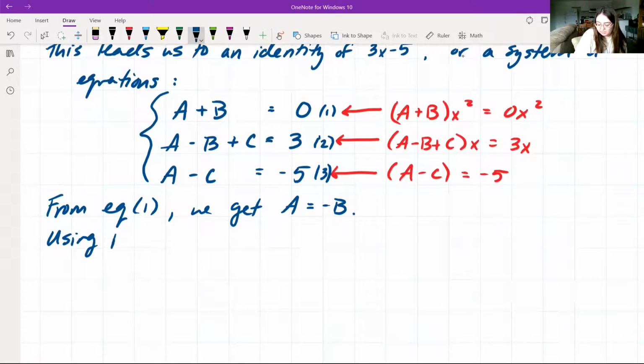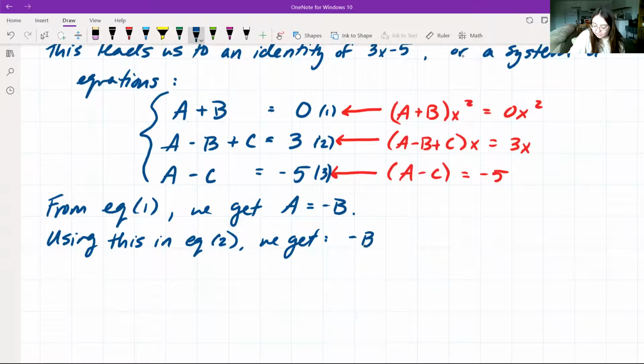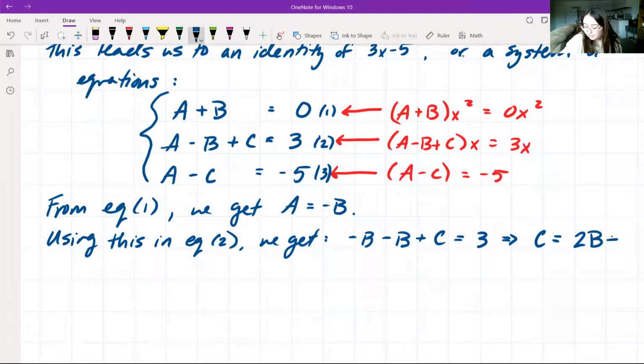So using this in equation 2, we get that a minus b plus c is equal to 3. A is equal to negative b. So this gives us negative b minus b plus c is equal to 3, which gives us c is going to be equal to 2b plus 3. So now we have an equation for c.